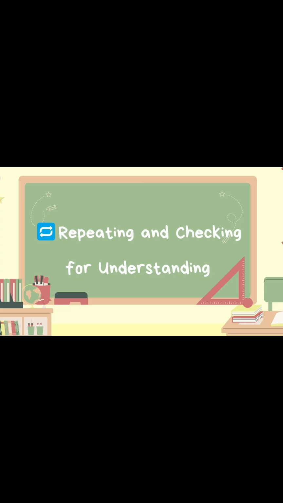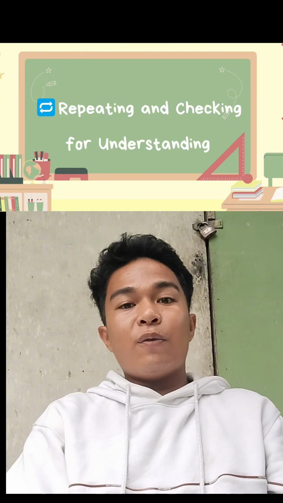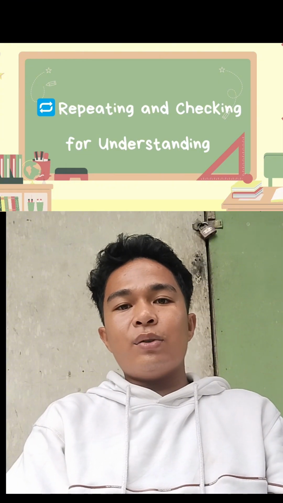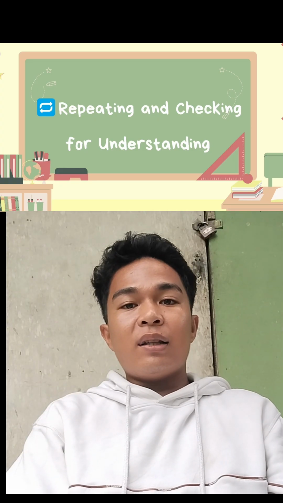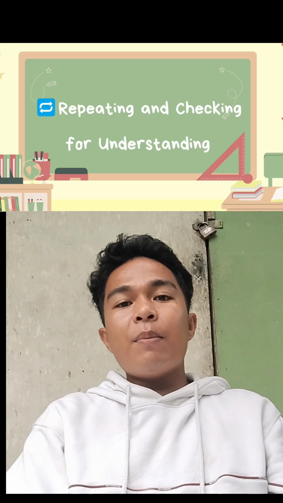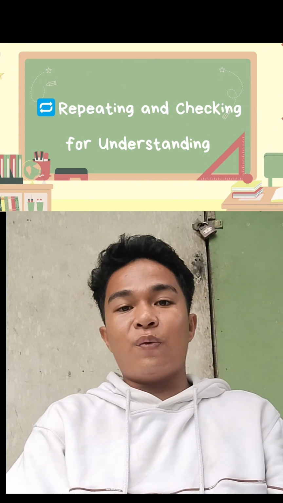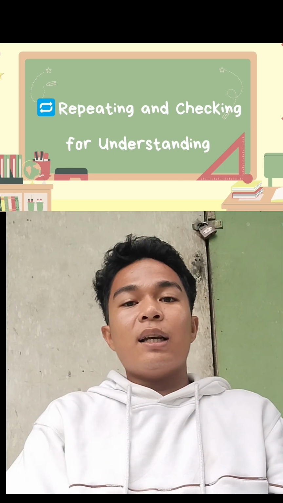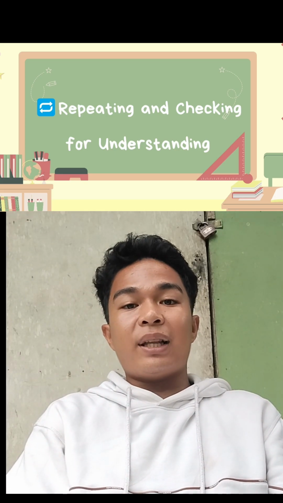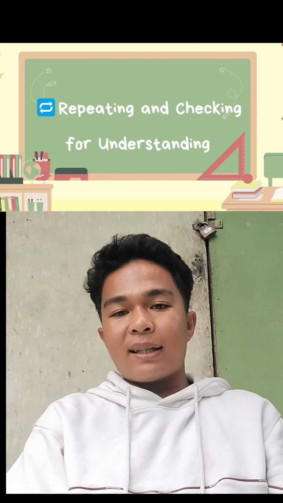Repeating and checking for comprehension. Repetition isn't just for memorization, it's for reinforcement. Key instructions should be repeated at least once, especially if they are critical to the day's activity. Summarizing instructions at the end and observing students as they work helps teachers confirm that the directions are being followed. This practice builds a classroom structure of support and accountability, where students feel guided and confident in their tasks.